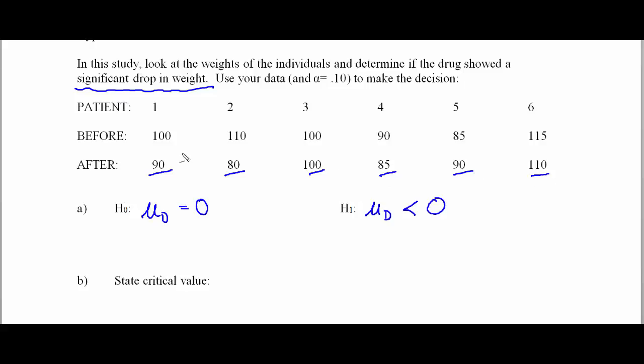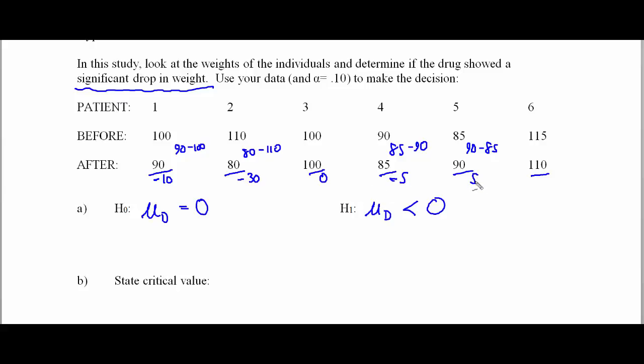So that means you're going to have to go after minus before. 90 minus 100 gives you negative 10. This 80 minus 110 is going to give you negative 30. 100 minus 100 is 0. 85 minus 90 is negative 5. And here, the person whose weight actually got a little worse, 90 minus 85, is going to be 5.